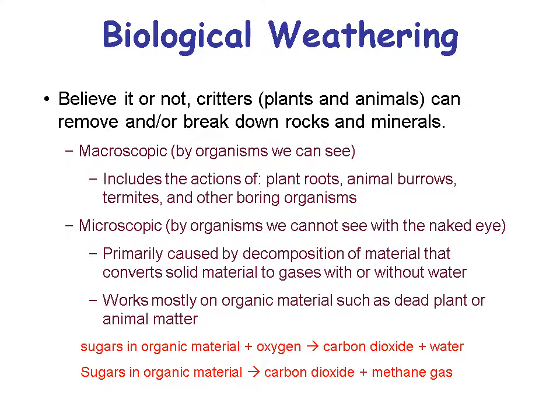Let's talk about a third type of weathering. We've talked about physical weathering and chemical weathering. Let's talk about biological weathering. And believe it or not, critters such as plants and animals can remove or break down rocks and minerals. And they can do it macroscopically by organisms we can see, or microscopically by organisms we cannot see with our naked eye. So we'll talk about some examples of those.